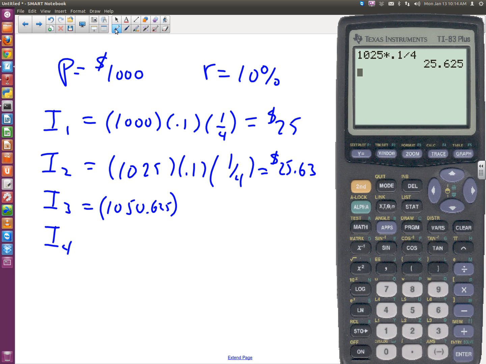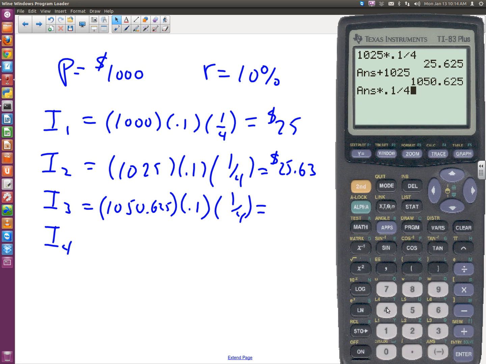1,050.625. I want to be as accurate as possible. This is really how much I have. Times 10% times 1/4 of a year. Now what do you get? Well, let's find out. Let's add this to 1,025. Okay. Let's multiply that by 0.1 and divide that by 4.